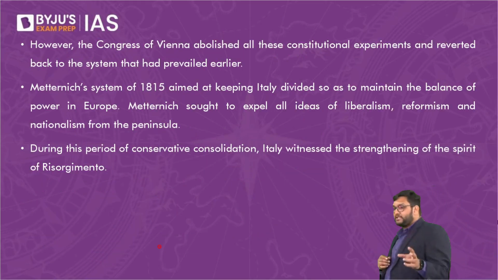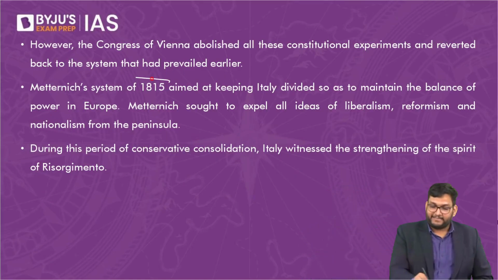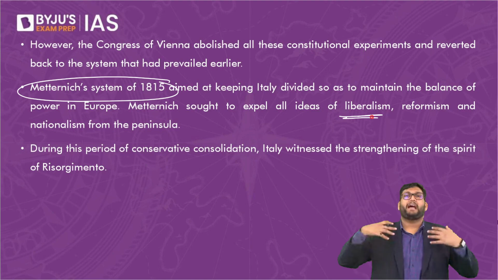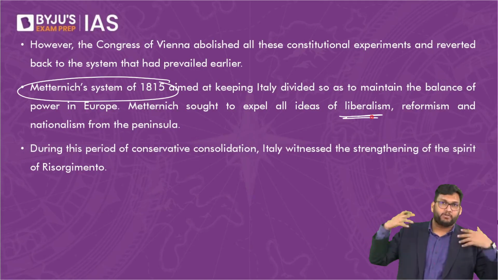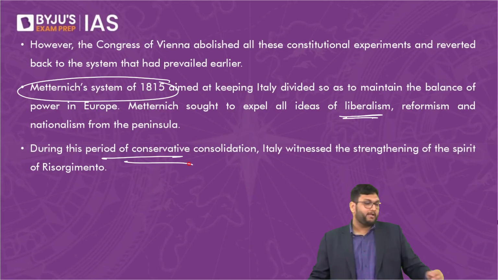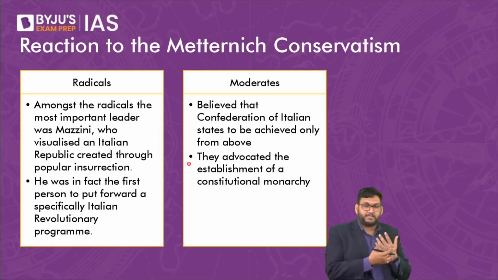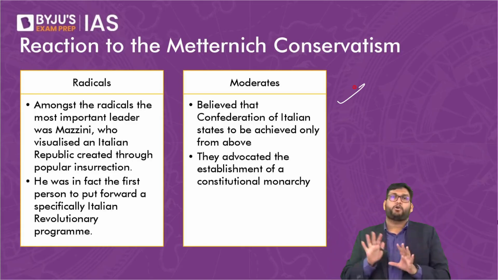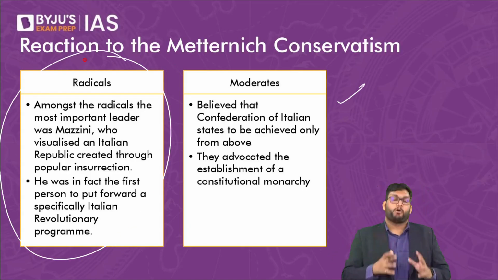However, as soon as the Congress of Vienna happens, all these constitutional experiments will be removed. And in 1815, Metternich will maintain the balance of power and try to remove these ideas of liberalism, reformism, and nationalism, and give the power back to the five states. During this period, the spirit of Risorgimento will come back, and now there will be two reactions. The first reaction to Metternich's conservatism is moderate, which is the Confederation of Italy. We should have a certain understanding of constitutional monarchy. But this is the faction which does not become very popular.